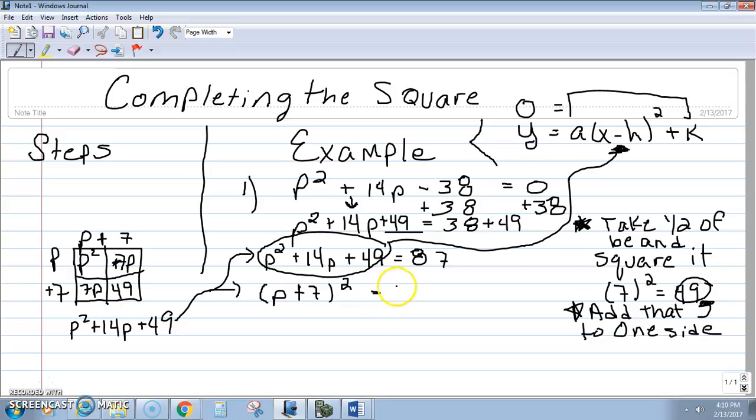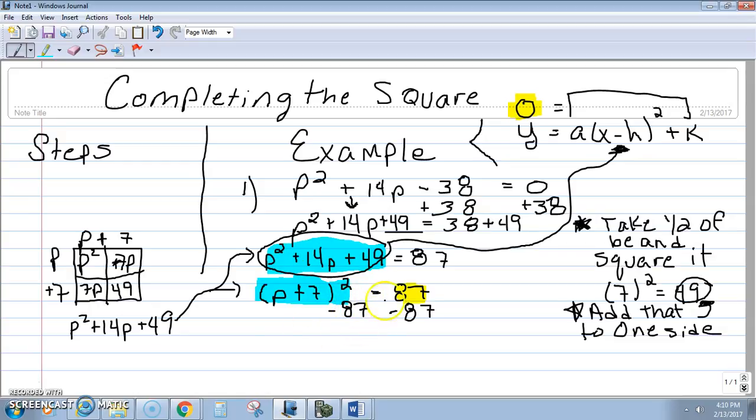Now equals 87. Now, to get this equal to 0, we want this to be 0, so it looks like this: 0 equals. And why don't I color code this here? This trinomial is the same as this perfect square. Okay, those two are the same. Now I need to make that 87 0. How do I do that? I hope you said subtract 87 from both sides.